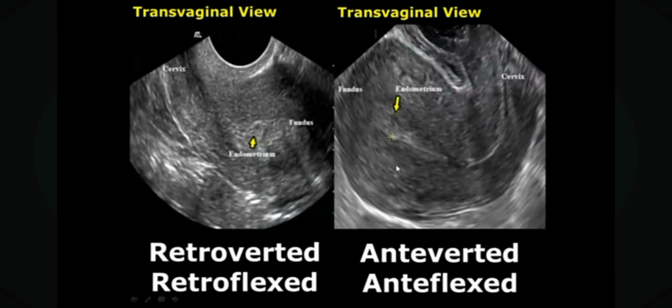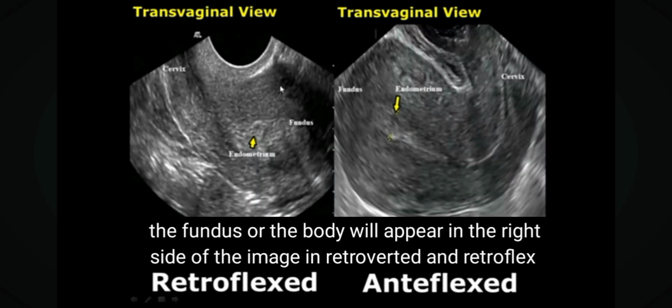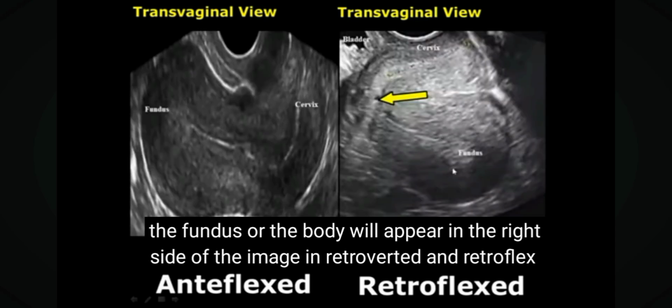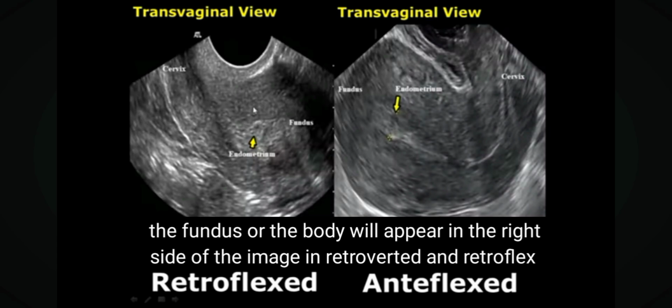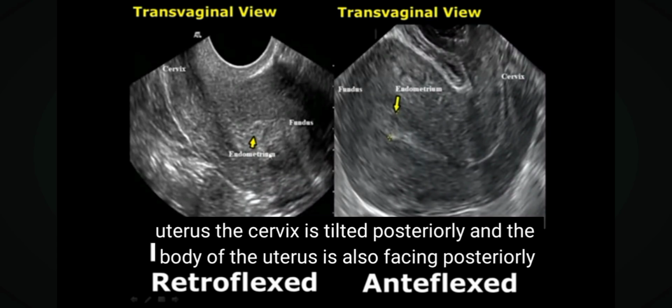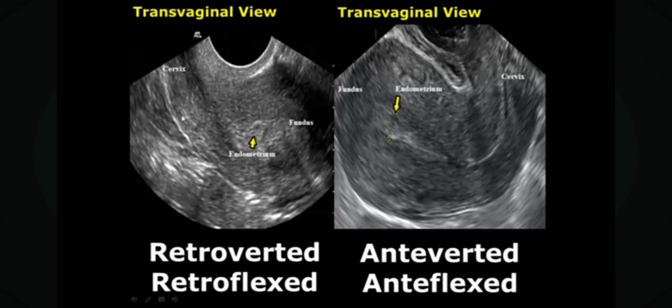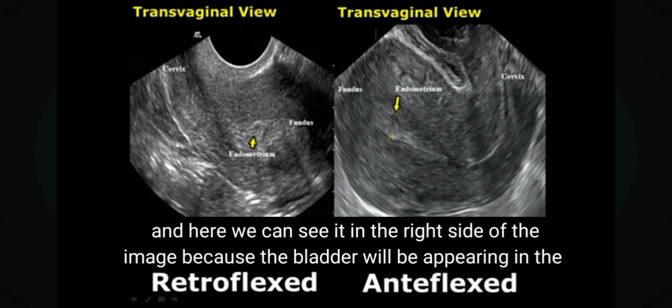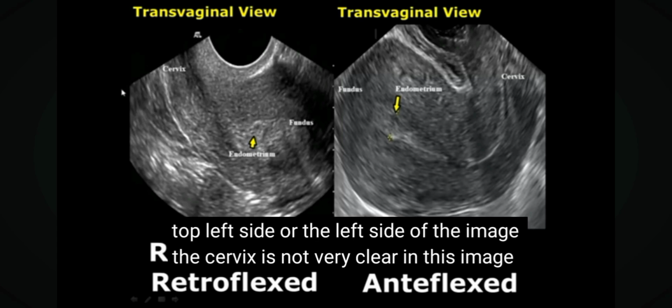Another feature is that in the retroverted and retroflexed uterus, the fundus or the body will appear on the right side of the image. The cervix is tilted posteriorly and the body of the uterus is also facing posteriorly. And here we can see it is on the right side of the image because the bladder will be appearing in the top left side or the left side of the image.